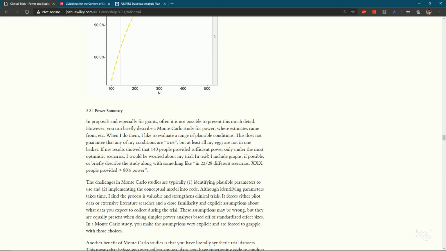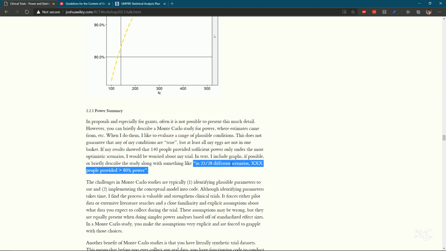In text, I include graphs if possible, and if not, I briefly describe the study along with something like, in 22 of the 28 different scenarios examined, X number of people provided greater than 80% power. This is how I would tend to shorthand summarize it. And what I'm trying to convey is that I actually carefully thought about many different scenarios. I evaluated a lot of them.